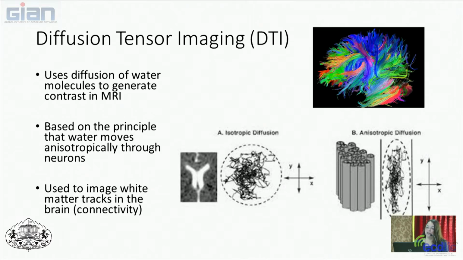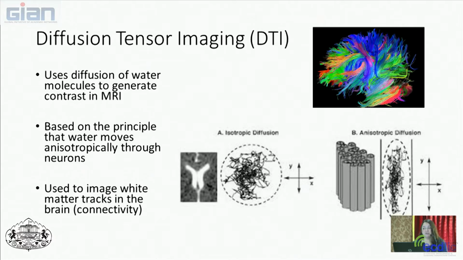The picture on the left shows isotropic diffusion, where the water molecules can move randomly anywhere they want to go. And the picture on the right shows anisotropic diffusion. So the water molecules are constrained by the shape of this tissue, which, in this case, are the axons that run parallel to each other and run mainly in a single direction.